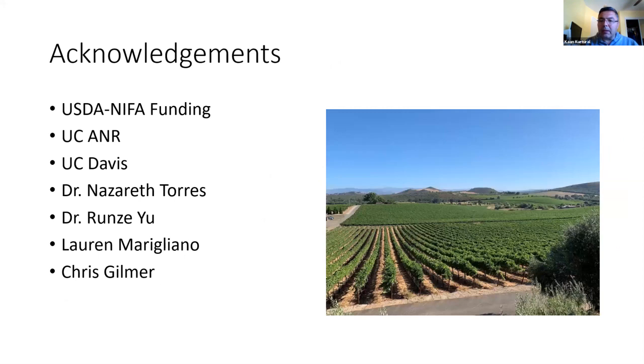So I think I'm running short on time. I'd like to acknowledge USDA and NIFA for providing funding to keep these trials going, and UC Agriculture and Natural Resources, my department, for allowing us the use of these vineyards. I had a lot of people work on this trial so far. Nazareth, Cliff, Lauren, and Chris have been working on these trials. And I think that is where I'm going to stop.